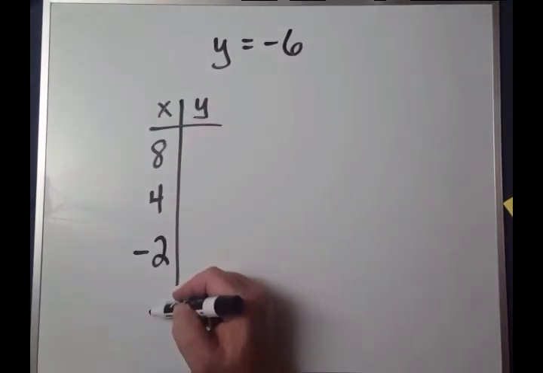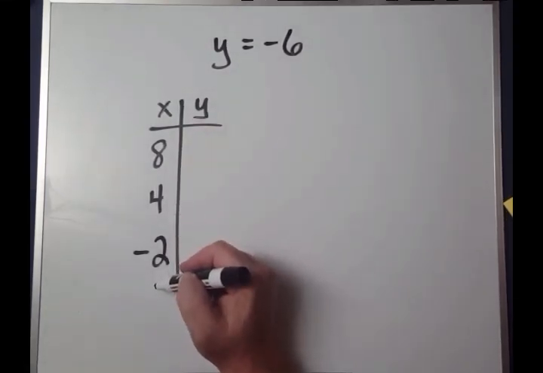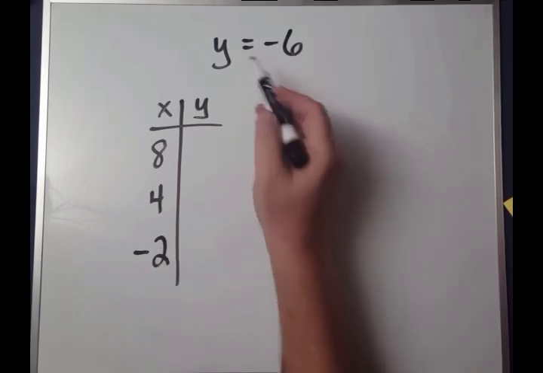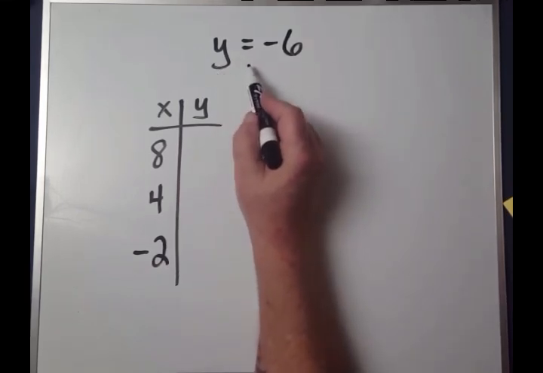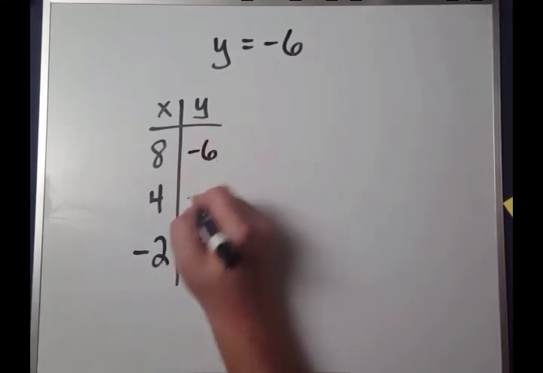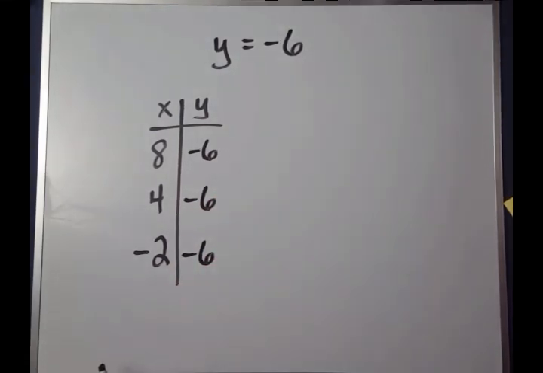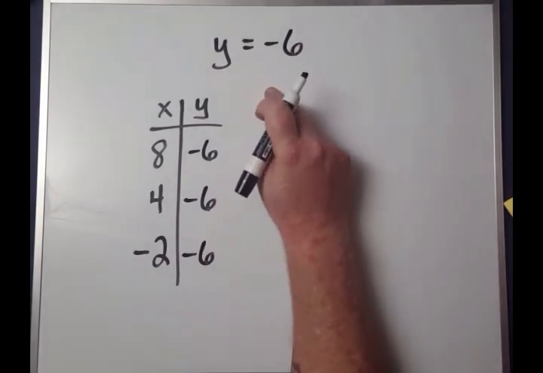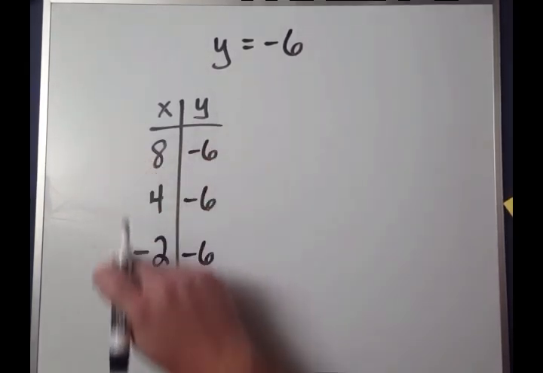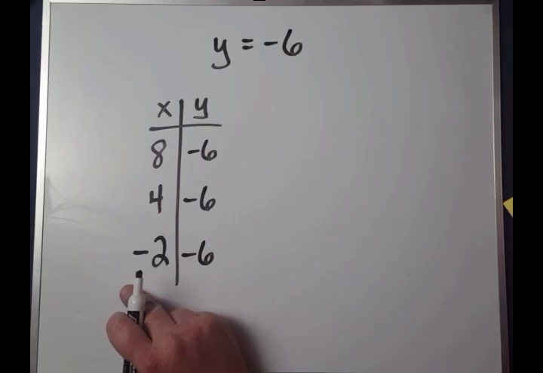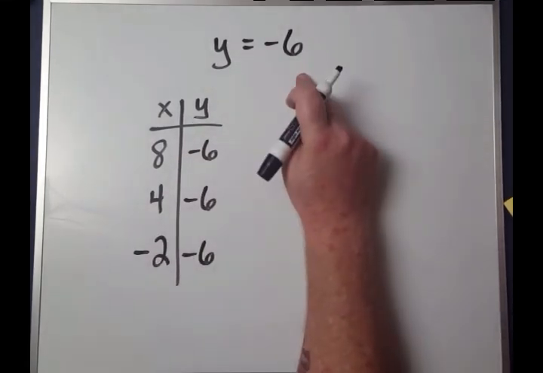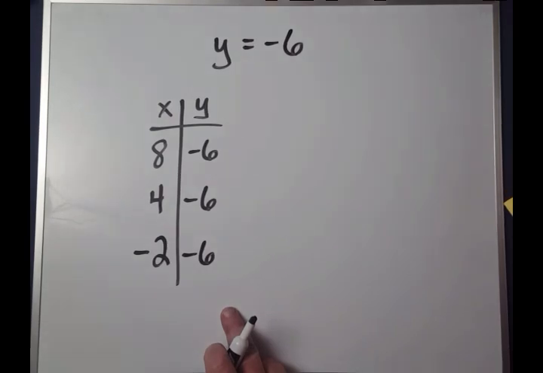It doesn't matter the value of x. There's nowhere to plug that in anyway. But what is true? That y is negative 6. So all of my ordered pairs will have a y value of negative 6. Don't make these tougher than they need to be. There's no place to plug in the x, and the equation is saying y is negative 6. That's all I need to know. Don't make those tougher than they are.